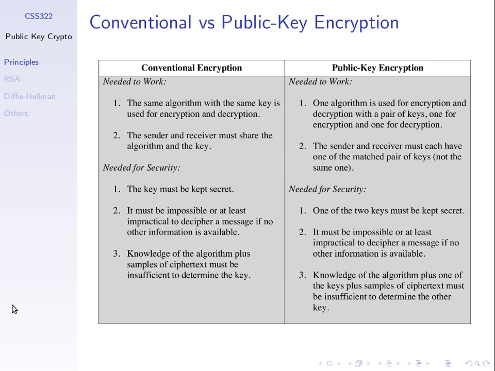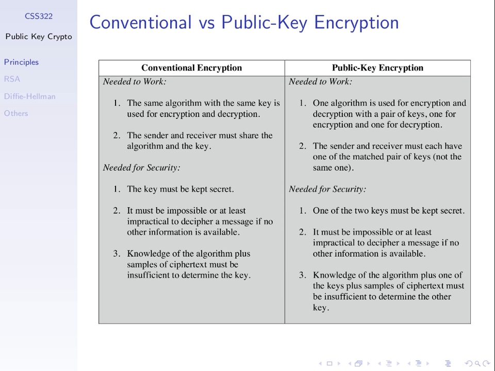Some comparison between public key cryptography and symmetric key cryptography, which is also referred to as conventional encryption, the original way. In symmetric key cryptography, sender and receiver must share the algorithm and the key. In public key cryptography, each sender and receiver must have a pair of matched keys. So we have to have a pair of keys which are related in some way.